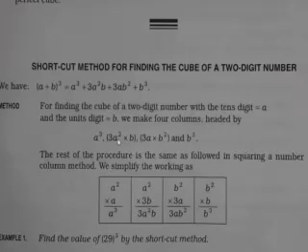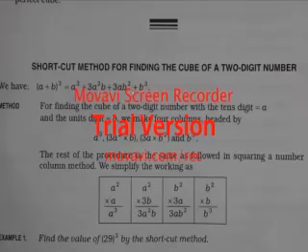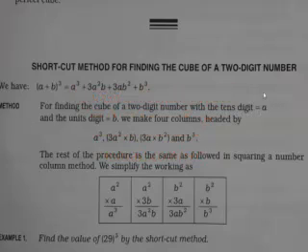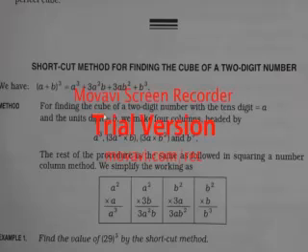The formula of a plus b whole cube is a cube plus 3a square b plus 3ab square plus b cube. Here you have to understand that a is the tens digit. You can see the method for finding the cube of a 2 digit number: the tens digit should be a, and the unit digit should be b. Like 83, then a becomes 8 and b becomes 3.